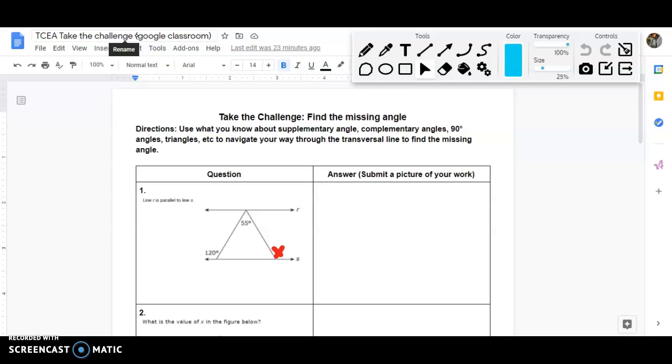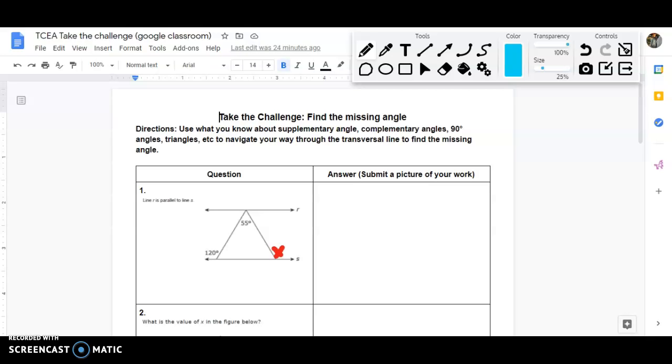And the transversal line, let me do a demonstration of that vocabulary word real quick. That's when you have the two parallel lines, right? And then the transversal line is a diagonal that crosses through them, okay? So that's what a transversal line is, and you navigate your way through it to find the missing angle.